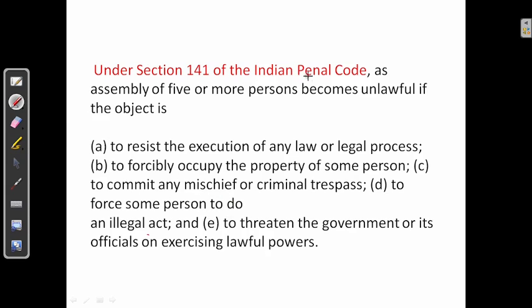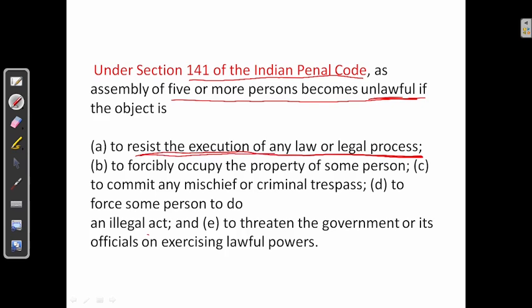Under section 141 of the Indian Penal Code, an assembly of 5 or more persons becomes unlawful. Freedom of assembly is there, but under this section 141 of the Indian Penal Code, the assembly of 5 or more persons becomes unlawful if they resist the execution of any law or legal process. If they don't follow any legal process, then it becomes unlawful.